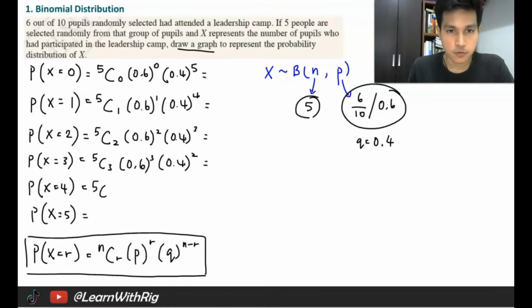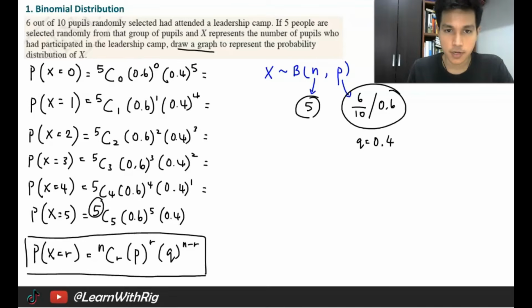Next, 5 choose 4. 0.6 power 4, 0.4 power 1. Lastly, 5 choose 5. 0.6 power 5, 0.4 power, so now 5 minus 5, you get 0. Okay, so now we have to find all the possible answers.